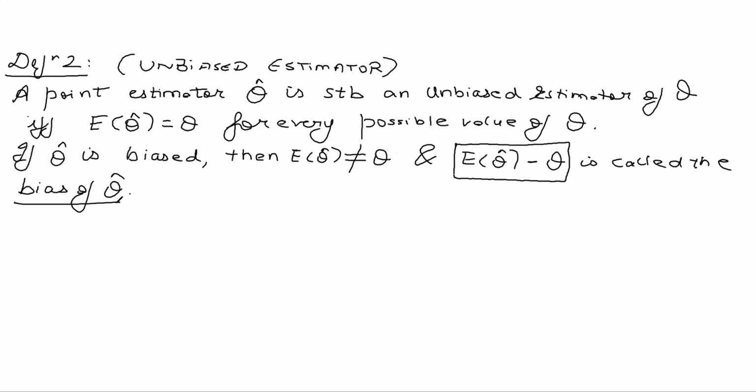So I hope all students have understood the definition for unbiased estimator. An estimator theta hat will be called an unbiased estimator if expected value of theta hat is exactly equal to theta, and if in case theta hat is biased, expected value of theta hat will not be equal to theta, and the bias of theta hat will be expected value of theta hat minus theta. Okay.